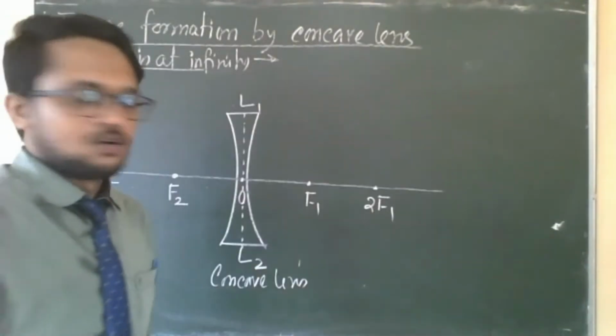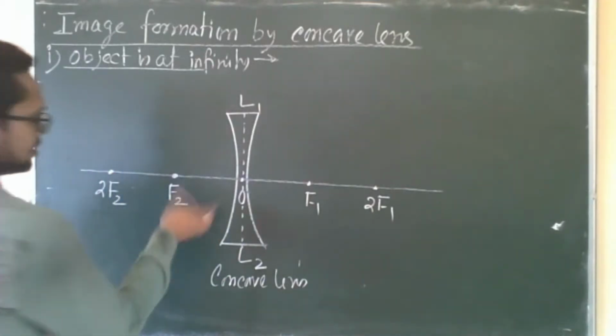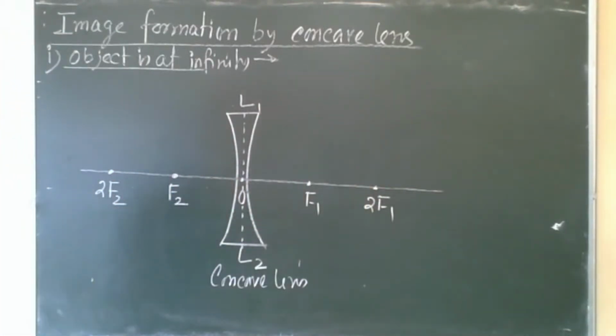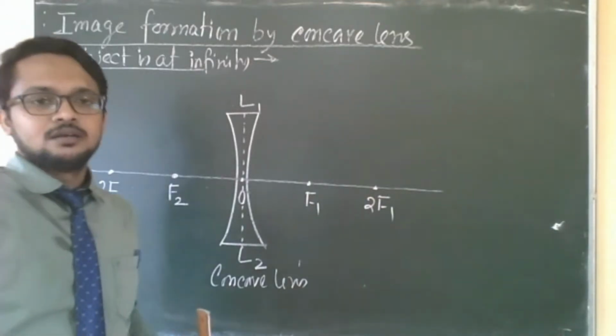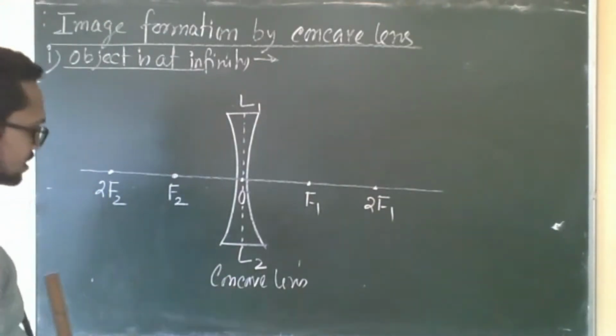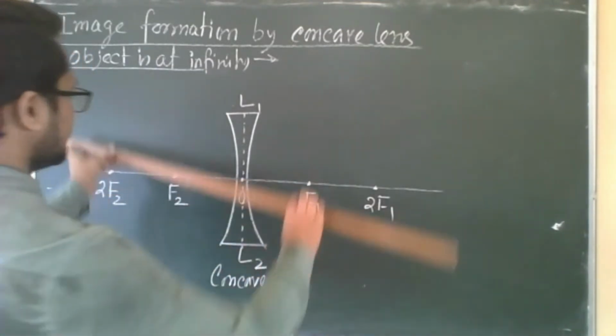Okay students, so this is the concave lens. All these distances are the same. Second focus lies to this side. Second focus means that is the focus or focal length we take. We take focus of a lens, meaning which focus? Second focus. Focus of a lens means second focus.